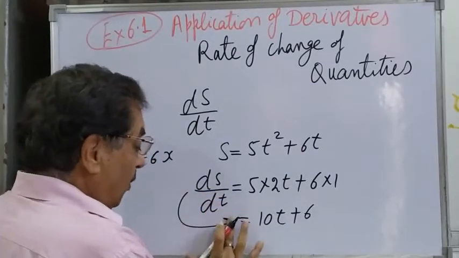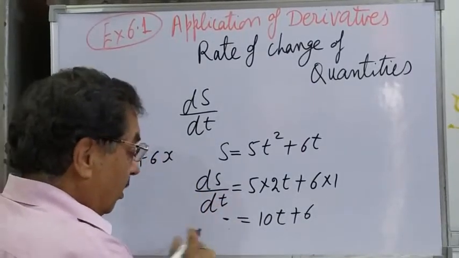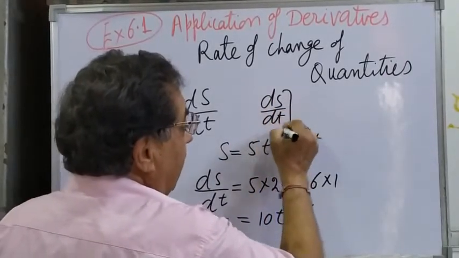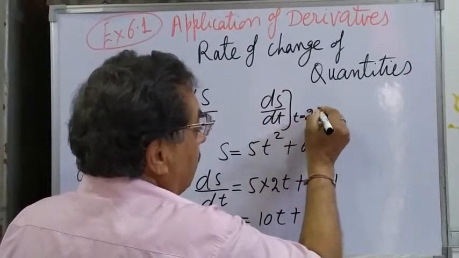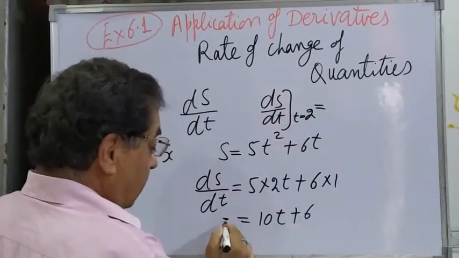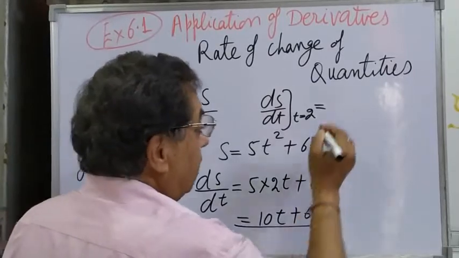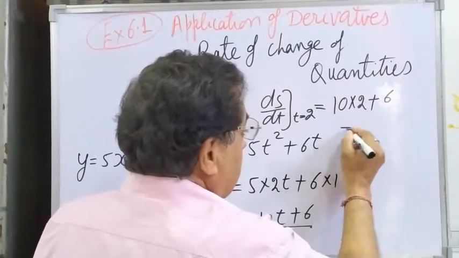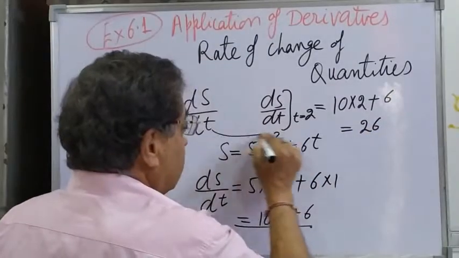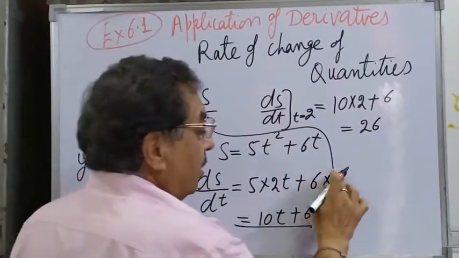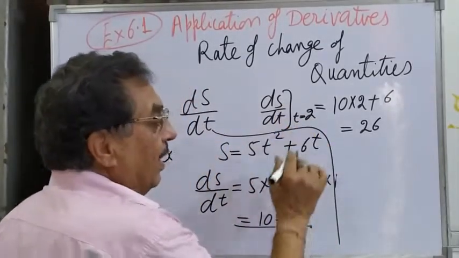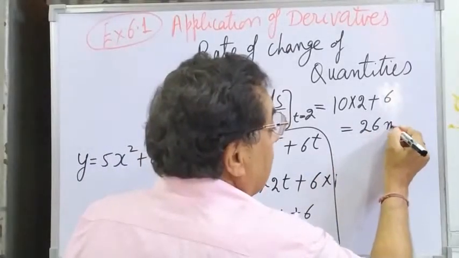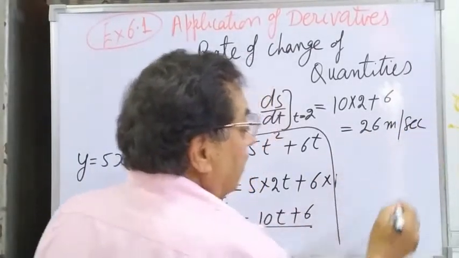How will we write this down? We write ds by dt when t is equal to 2 seconds. So this is the change ds by dt, that is 10t plus 6, which is equal to 26. So now what I have done here is find ds by dt after a lapse of 2 seconds. So it is 26 meter per second.